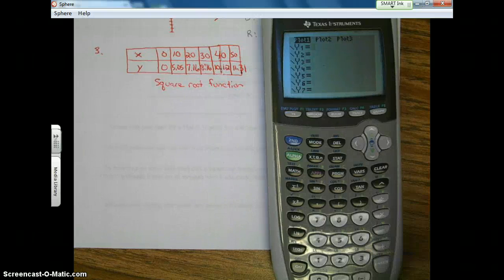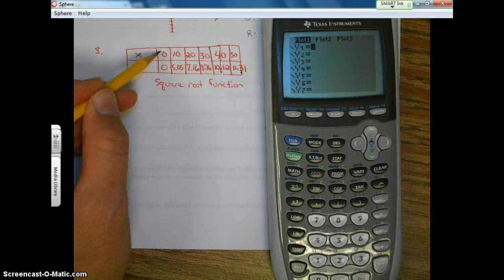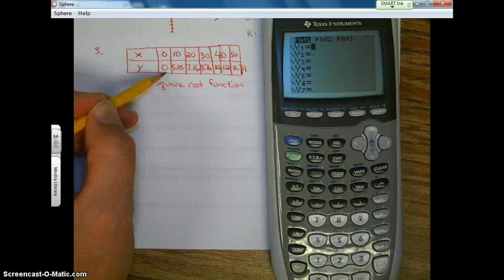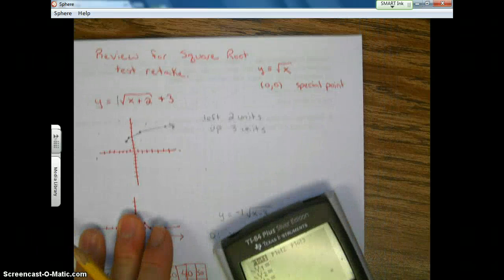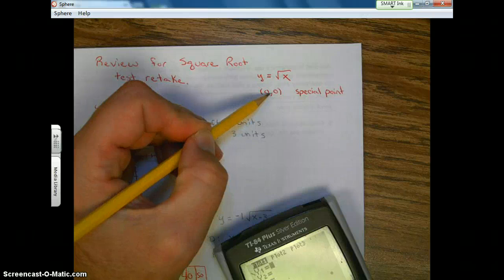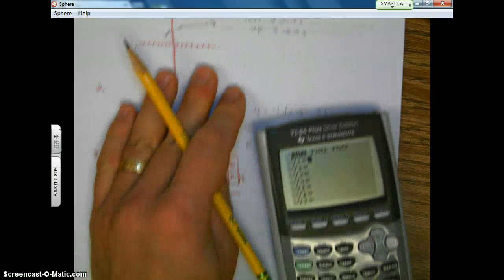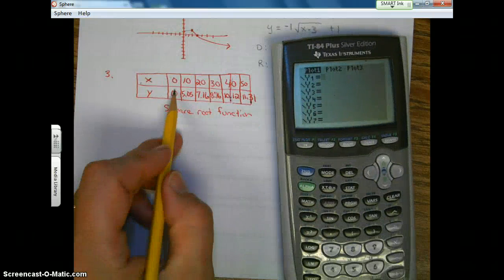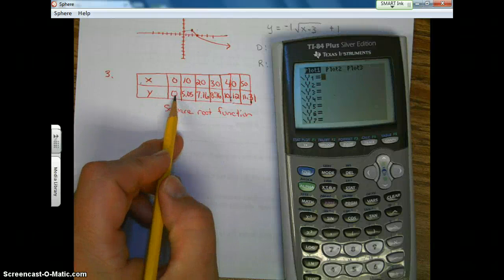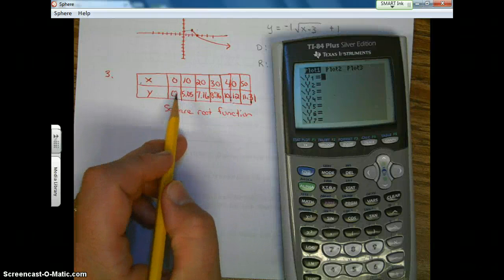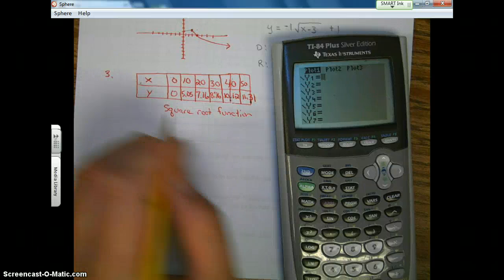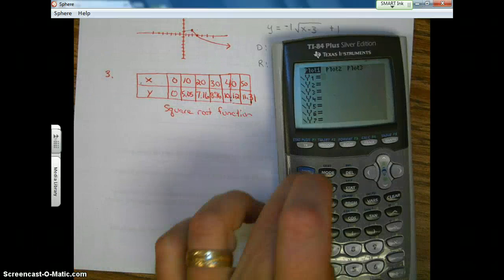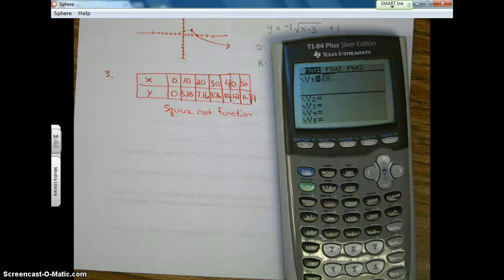First of all, notice there is no translation. Okay, the special point, remember up above, is at 0, 0. So there is no translation. Your data goes through 0, 0. Okay, so that means there must be either a stretch or a compression. So we need to guess a stretch or compression. So first of all, let's put in the parent and take a look.